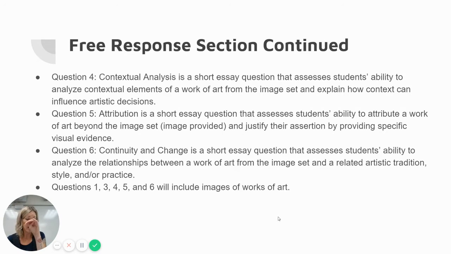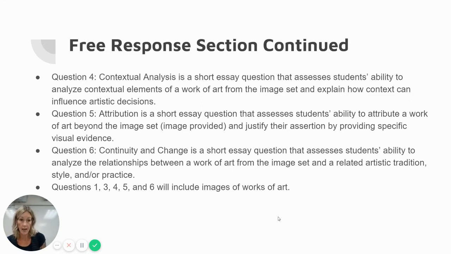Question number 5 is an attribution short essay question. So basically, they want to see if you can use your skills and your knowledge about visual analysis on a piece of artwork that's not covered in our 250. Okay? Question 6 is about continuity and change.